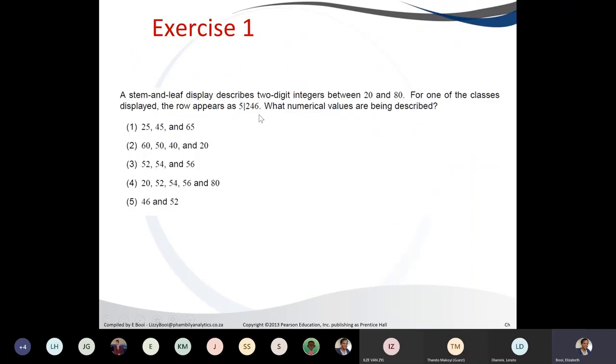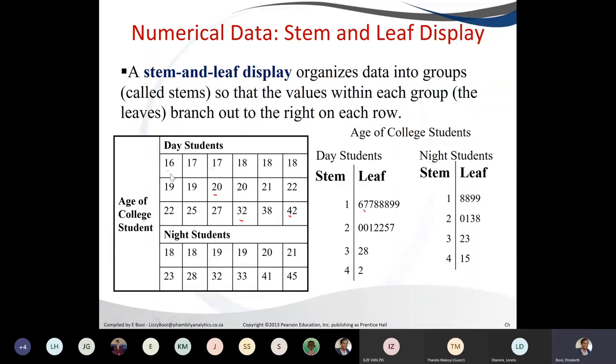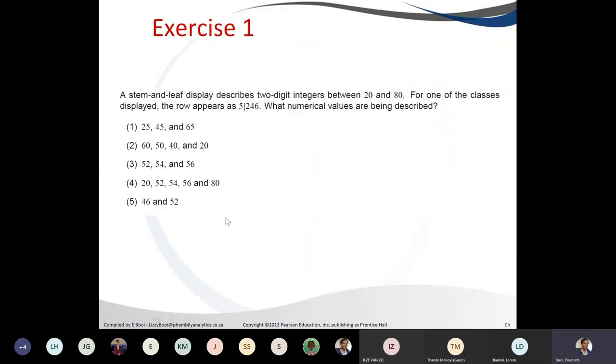For one of the classes displayed, the row appears as 5 is my stem, and then my leaves are 2, 4, and 6, which means then what is this in terms of the data? So now you need to decipher this. You need to unpack this and write it as a number. Like, for example, they give you the stem and leaf and they want you to write it as a table. And that's what they are asking you. So to write that, you will say this is 52, and this is 54, and that is 56.